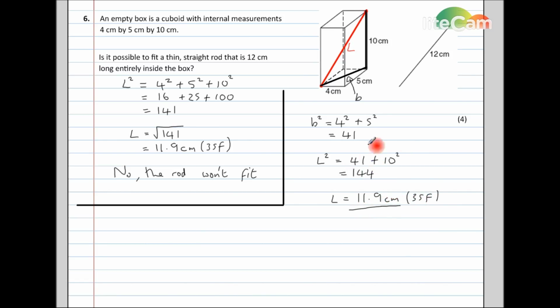Okay, this method here is a little bit more complicated for this problem, but if you understand it and you know how it works, you can use it for other shapes other than a cuboid. For example, if a pyramid comes up, you won't be able to use the other method for a pyramid as effectively as this method.